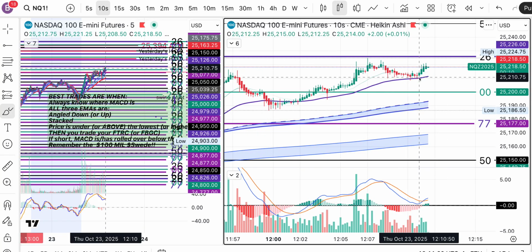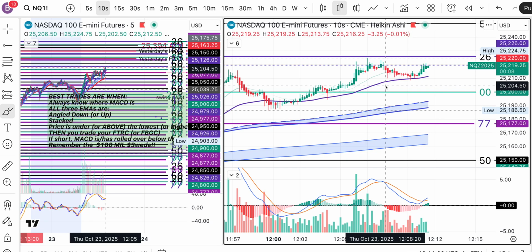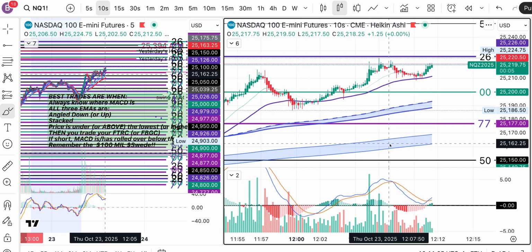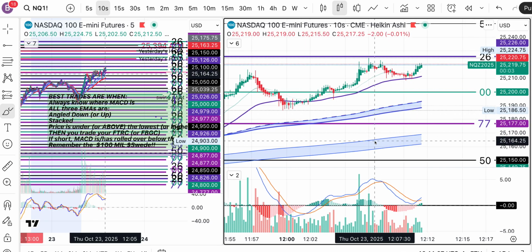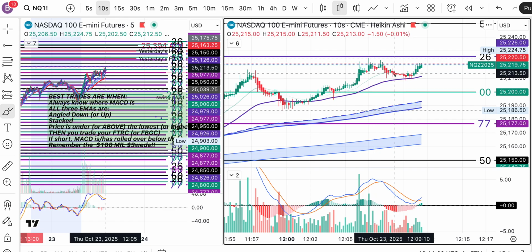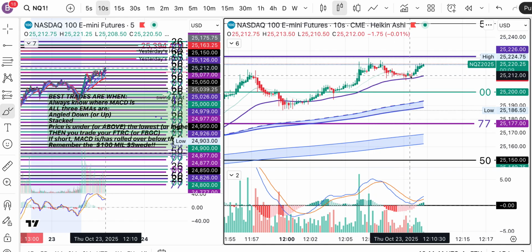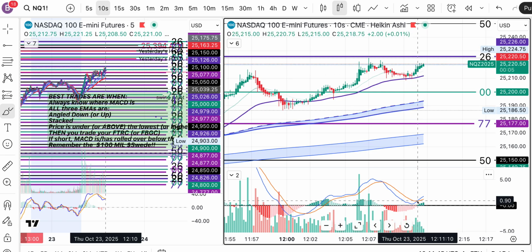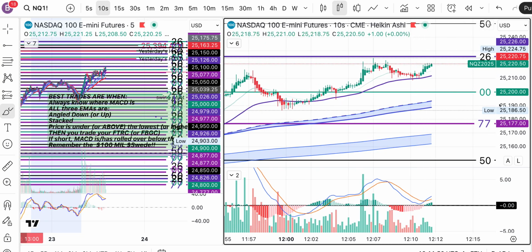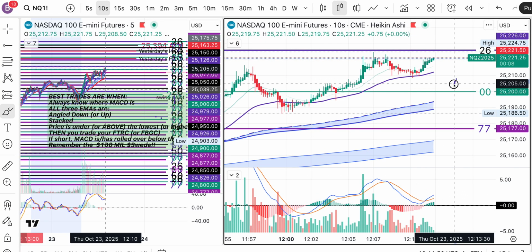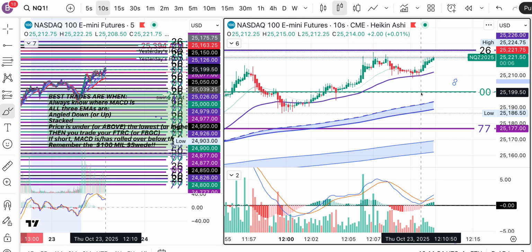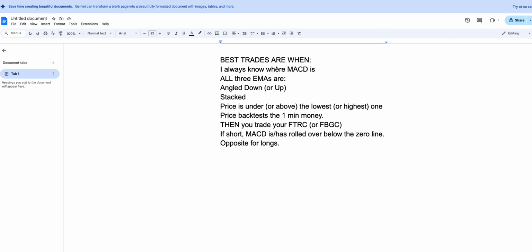So we just got actually a signal, because why? We got all three are angular and pointing up. They're stacked in order. Price is above the top one. It retraced back to the line and bounced off of it. MACD is pointing up as that's happening. So that was just a valid setup. And you can see very clearly why, right? We satisfied all of the requirements.